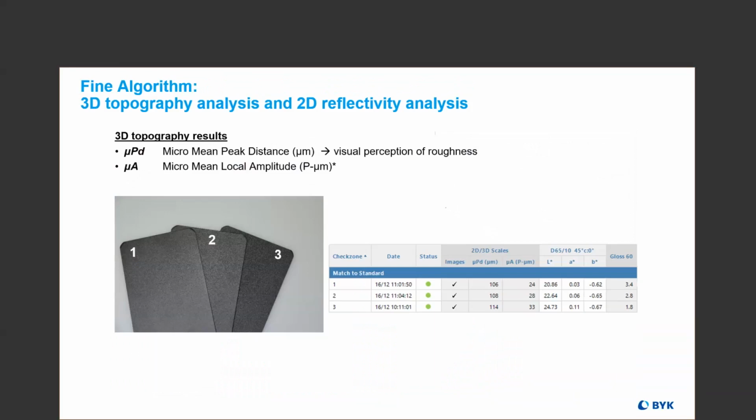And here again, we have a table showing the set of measured values that we get when using the fine algorithm. So we have the micro-mean peak distance as well as the micro-mean local amplitude. And again, this is a perceived amplitude, so the color of the sample is going to affect these values in the same way we saw with those different colored samples when we were talking about the Leatherlike algorithm. And of course, we have the color and gloss values in addition to those 2D and 3D scales.